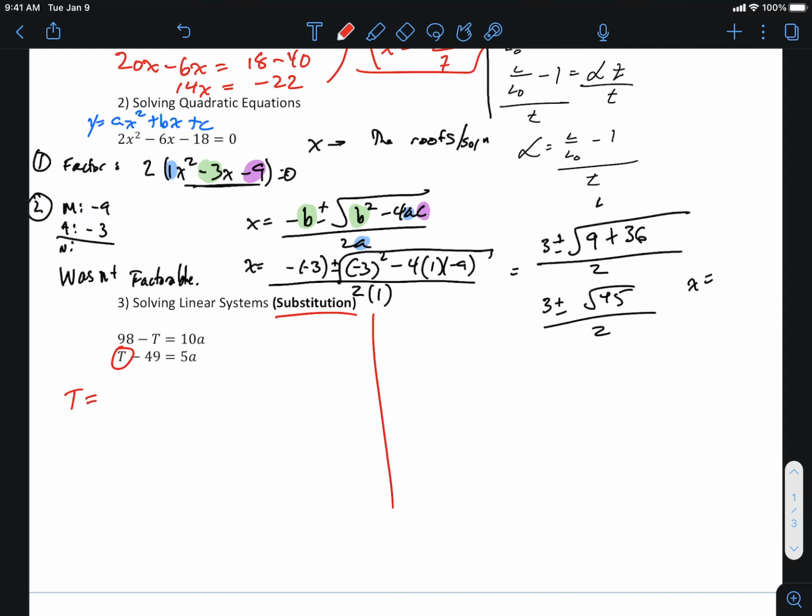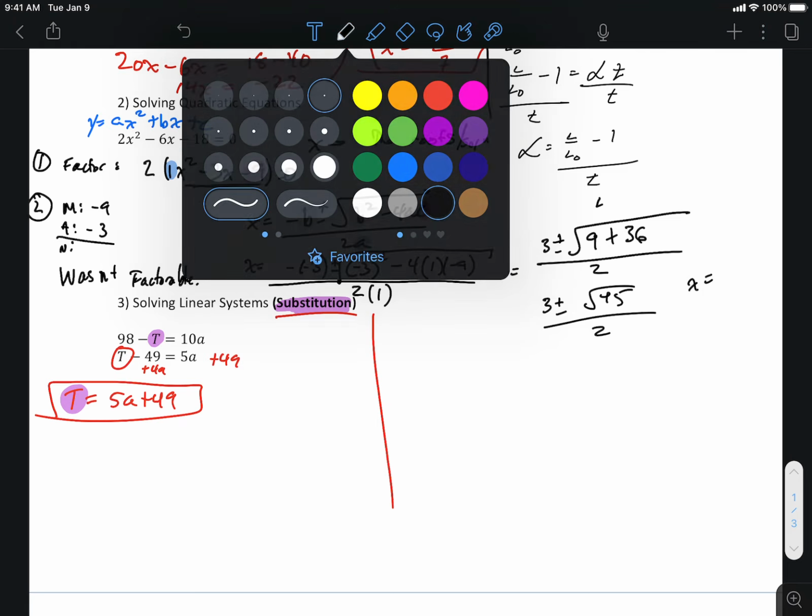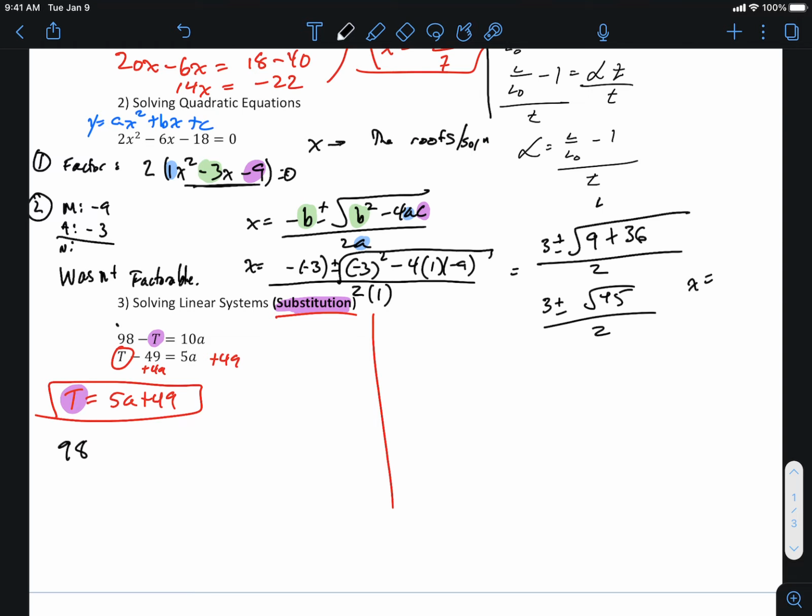So t equals, what's t equal to? Well, I'm going to create a zero pair and add 49 to both sides. I'm going to go 5a plus 49. That's what t is equal to. Now you would have all learned to take this t value and replace it up here where you saw the other t. This is what we call substitution. What you're going to see after I do that is I get 98, nothing changed, minus, and t is equal to this piece, so you replace it.